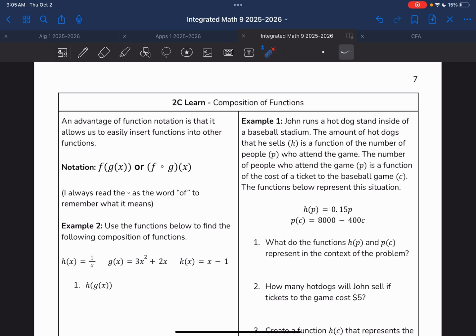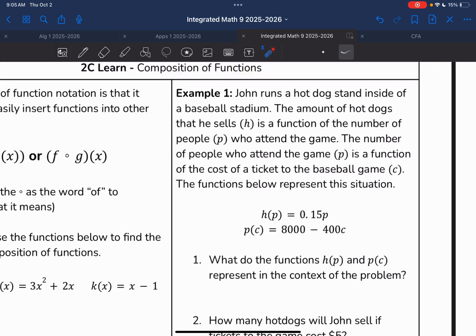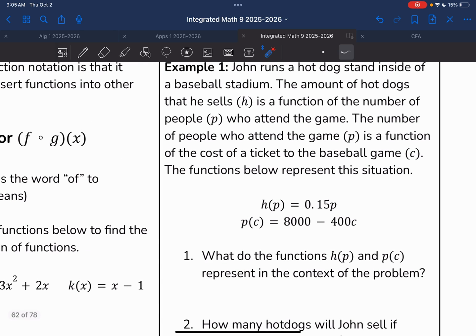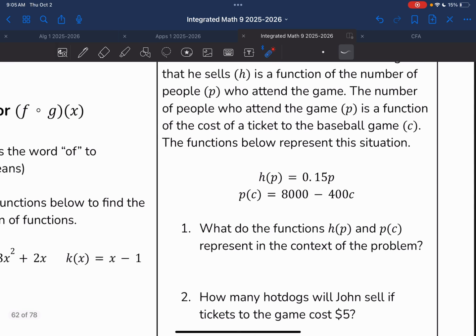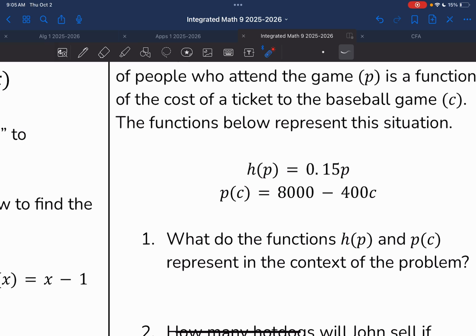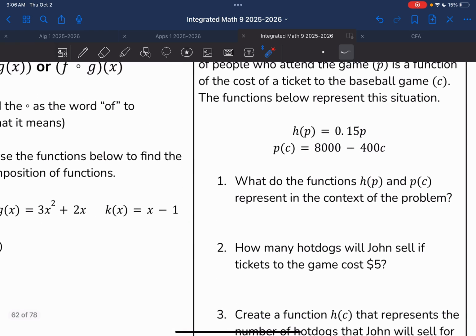The amount of hot dogs that he sells, H, is a function of the number of people who attend the game. The number of people who attend the game, P, is a function of the cost of a ticket to the baseball game, C. The functions below represent the situation. So we have the number of hot dogs as a function of people is equal to 0.15p. And the number of people as a function of the cost of going to the game is 8,000 minus 400c.